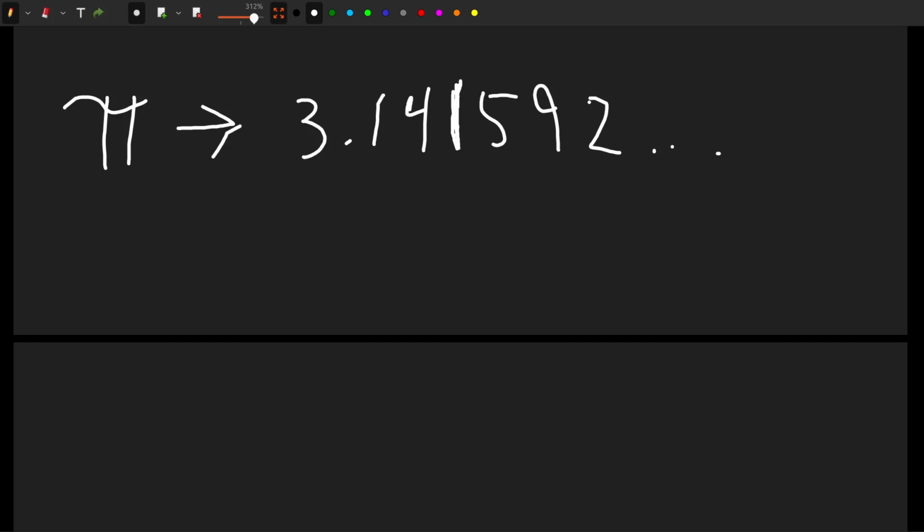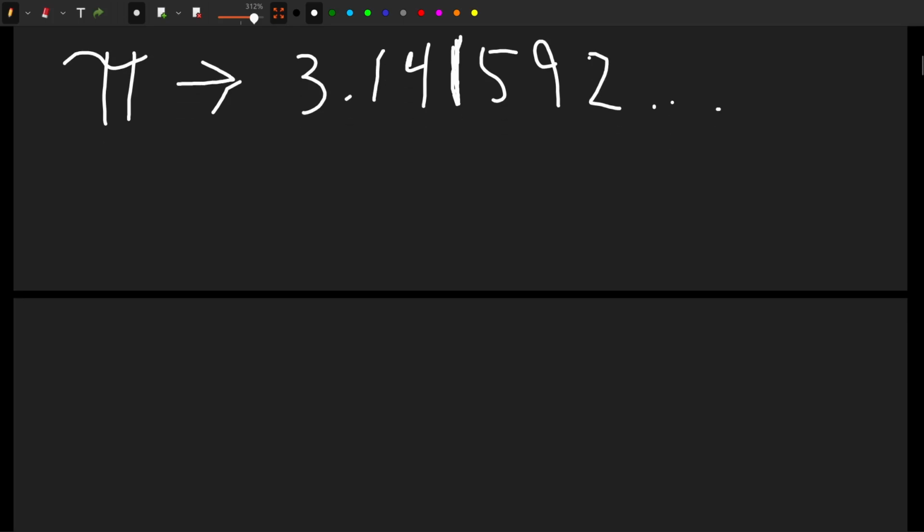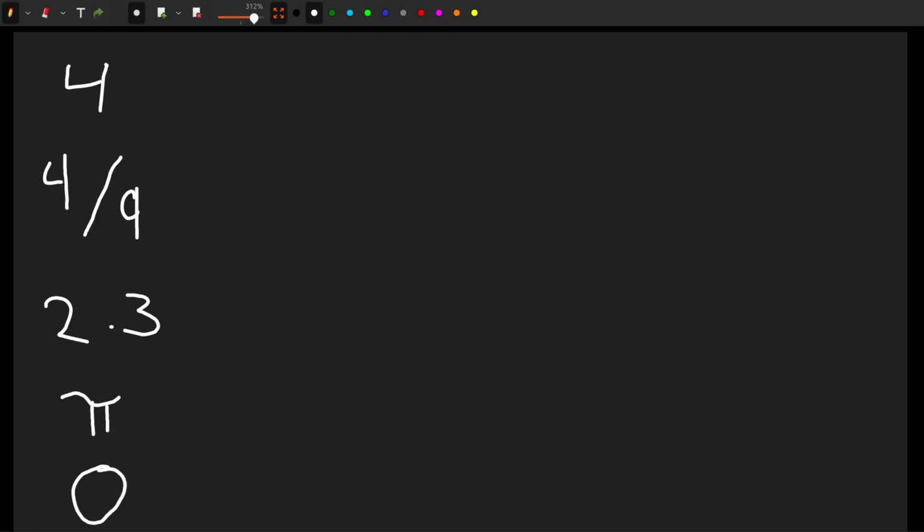And so what I want to leave off on this exercise is a couple of examples, and then we're going to have a nice little chart that'll help identify our number systems. So we're going to talk about the number 4. We're going to start off with some examples here. We're going to talk about 4, 4/9, 2.3, the number pi, and 0. All right. Starting with the number 4.